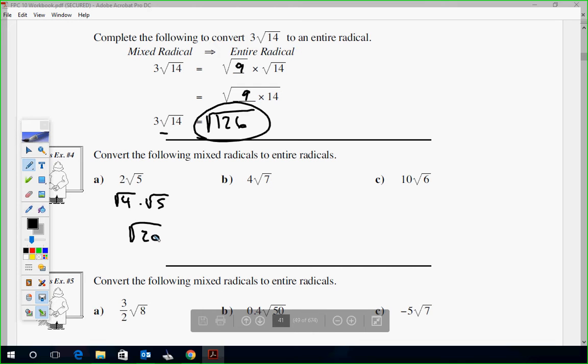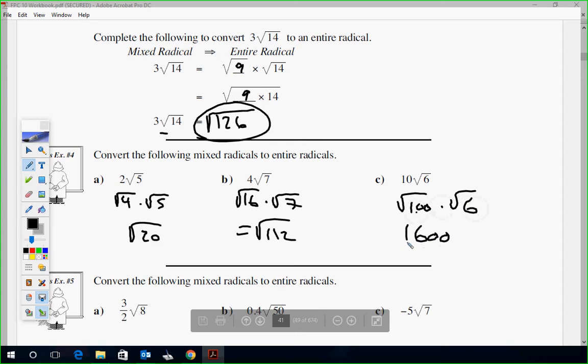All right, here's good. Okay, this one here. Square the 4, 16. Okay, and that'd be 112 for your entire. Just go mixed to entire. And last but not least, the 10 root 6. 10 squared is 100. 100 times 6 is 600. So root 600 there.